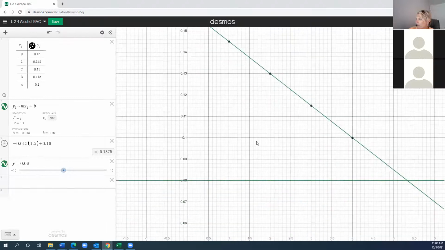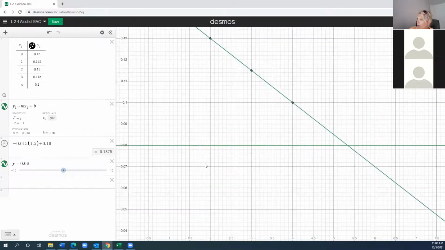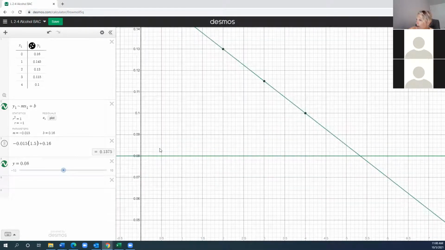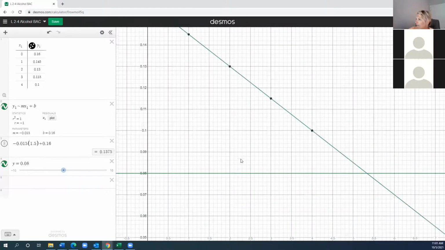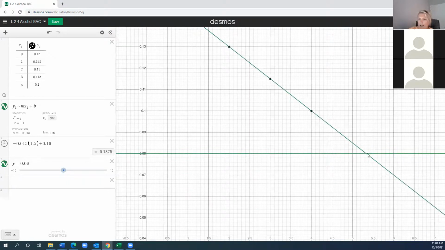Then I have to bring up my graph. When you're in the graph, if you press your left mouse key, you can drag your graph wherever you want it. I did it just so I can see it better here. And I can click on this intersection point and see that it's about 5.3 hours before he gets to that legal limit. So approximately 5.3 hours.